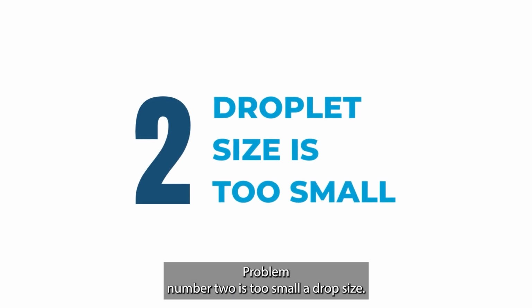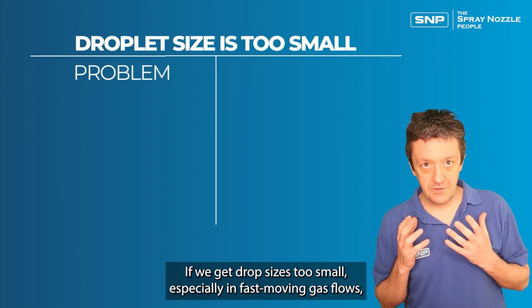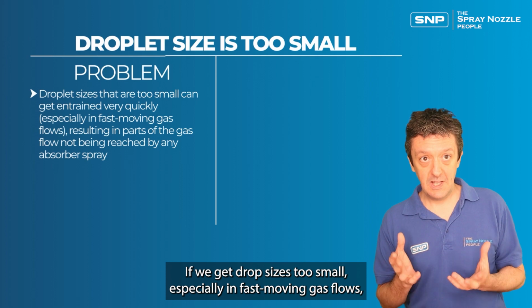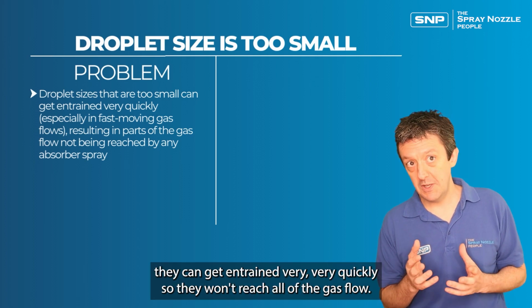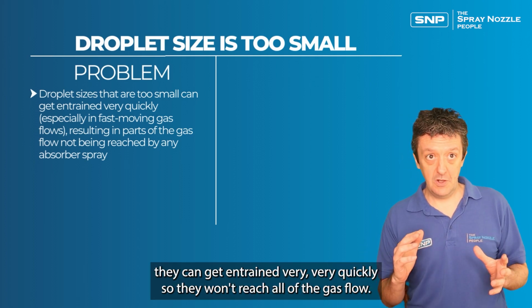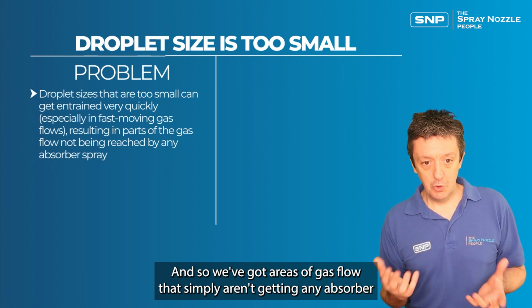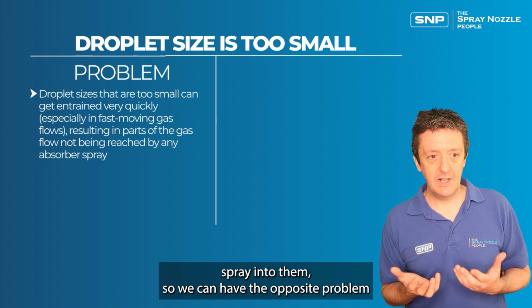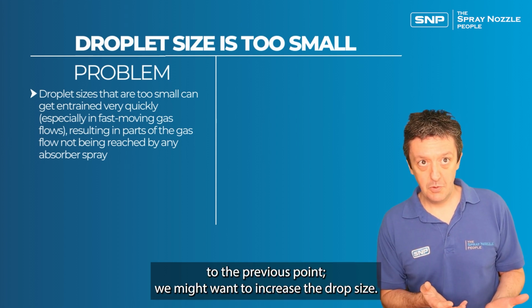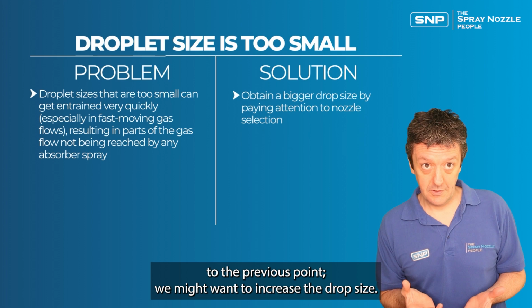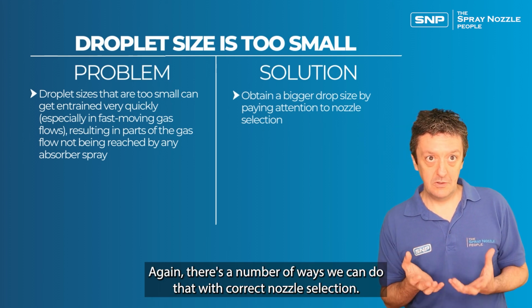Problem number two is too small a drop size. If we get drop sizes too small, especially in fast moving gas flows, they can get entrained very, very quickly. So they won't reach all of the gas flow. And so we've got areas of gas flow that simply aren't getting any absorber spray into them. So we can have the opposite problem as in the previous point. We may want to increase the drop size. Again, there's a number of different ways we can do that with correct nozzle selection.